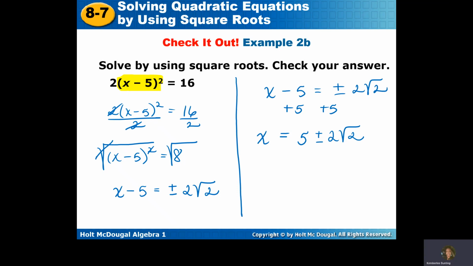Young people, I have 2 answers right here. Either my answer is 5 plus 2 root 2, right? Or 5 minus 2 root 2. Pull it apart. The plus and minus, they just found a way to condense the problem. Mathematicians love to simplify things and create symbols to do so. That's what that plus or minus means. Does that make sense? Okay. I just pulled it apart. That's all. May I proceed?